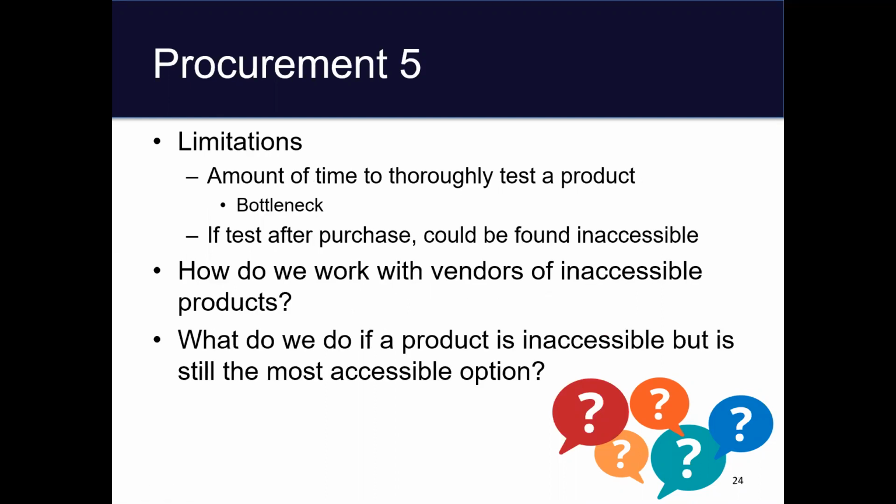There are limitations to this process. One limitation is the amount of time required to thoroughly test a product. That can take several days if you're able to focus on just testing, but when you have all your other responsibilities, it can take a week or longer. And then if an organization can't provide additional resources, such as student workers, to shoulder some of the testing load, it's likely that your IT accessibility coordinator could become a bottleneck for the procurement process.